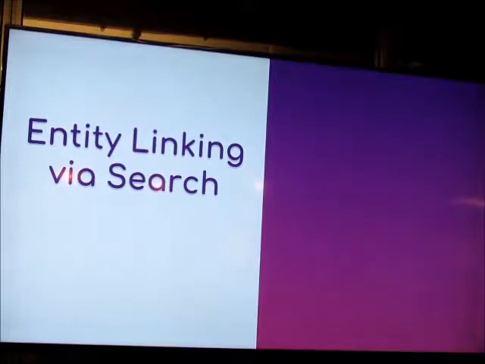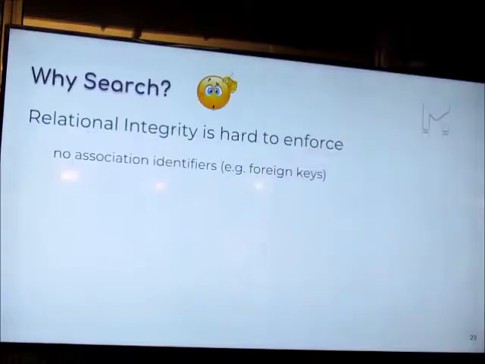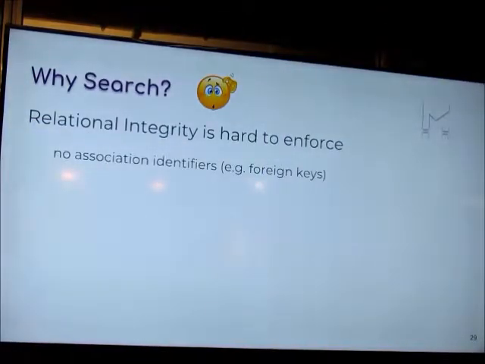Okay. So why entity linking? Why search? There's known algorithms that we can employ already. There's other solutions that we can use already that help us do entity linking. Right? When you think about entity linking, search is not your first, I guess, weapon of choice, right?